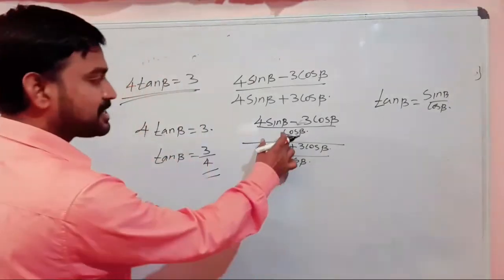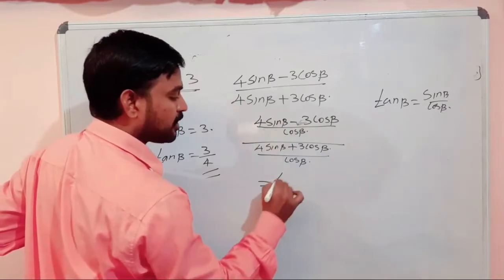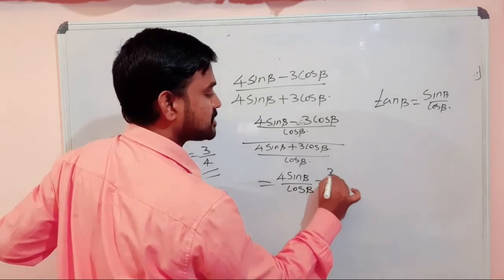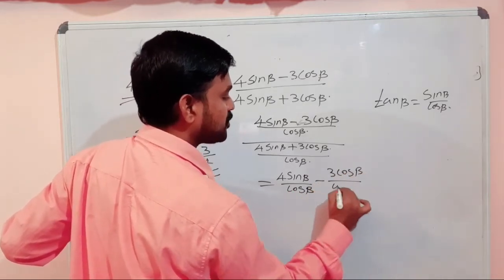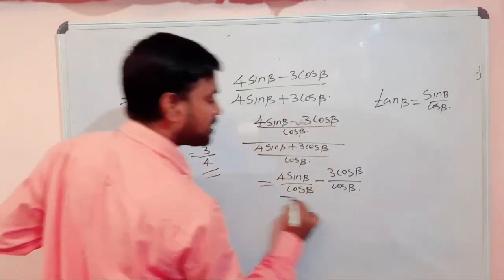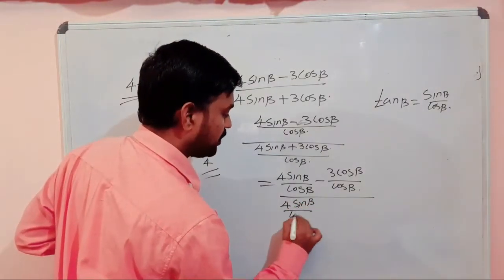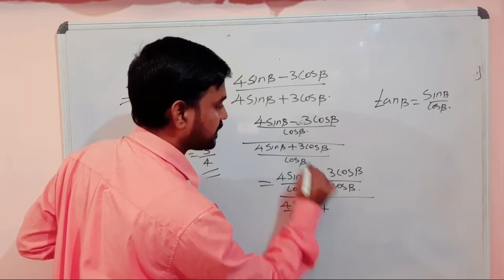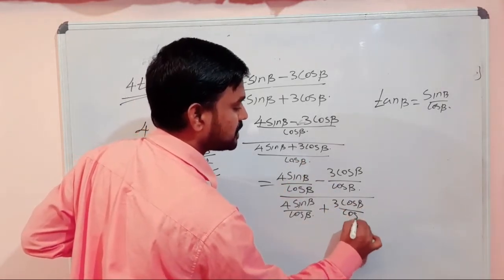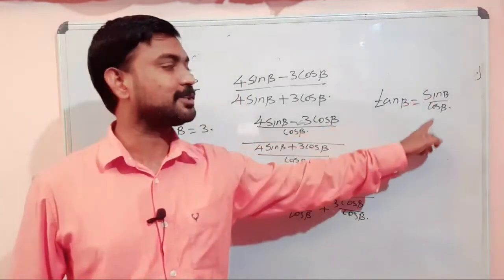Here you look, cos beta is dividing, and it is common for these two terms, so we can separate it. How can we separate it? 4 sin beta divided by cos beta minus 3 cos beta divided by cos beta. So we separated the numerator by giving the common denominator to each term. This is all divided by 4 sin beta divided by cos beta. On the denominator also we are splitting the common denominator to each term, so we get plus 3 cos beta divided by cos beta. Now you observe, sin beta by cos beta is equal to tan beta.